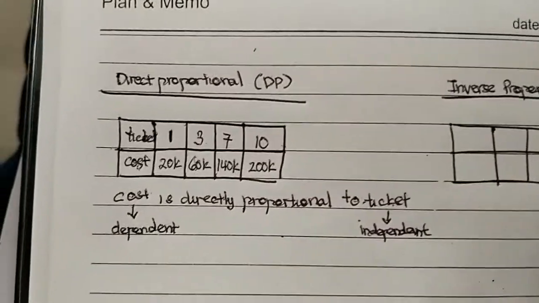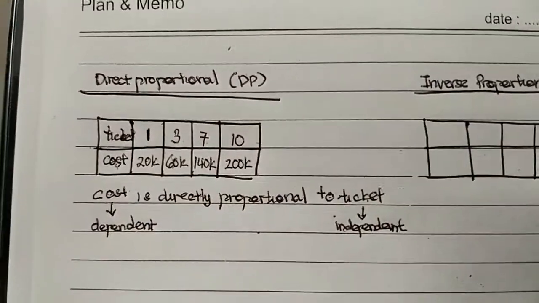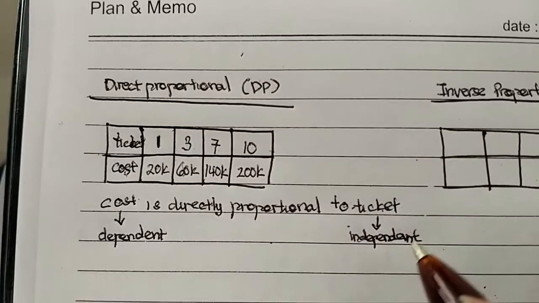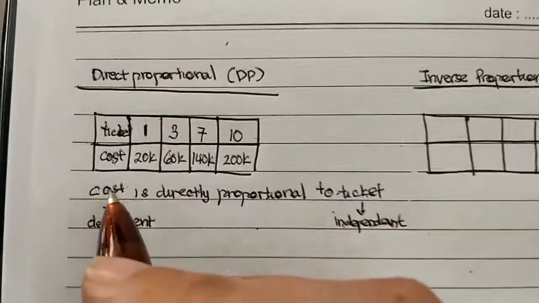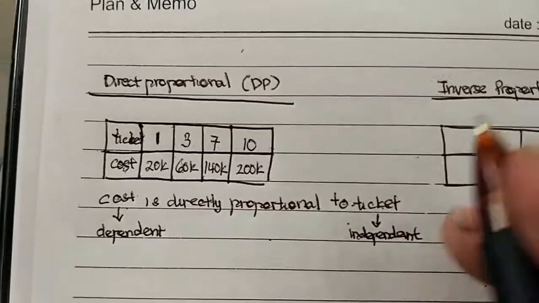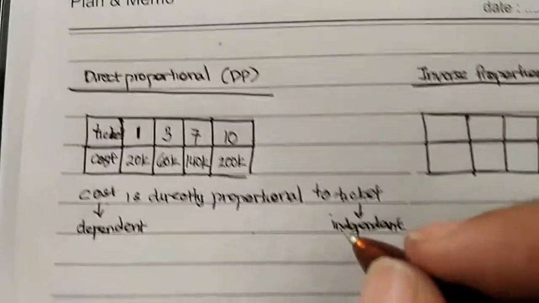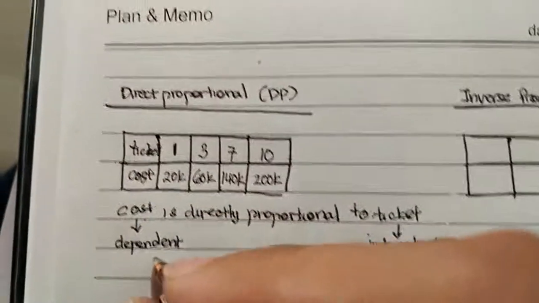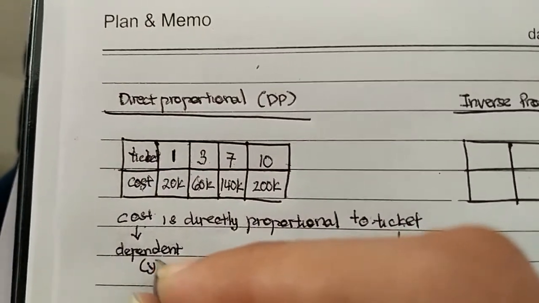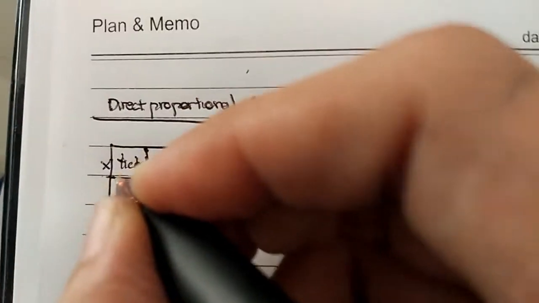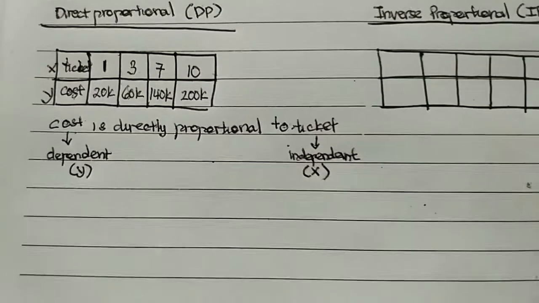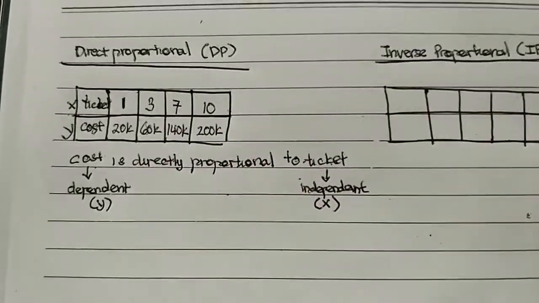Now, for this kind of question, we don't know what variable is used for the dependent and what variable is used for the independent. We just know about cost and ticket. Usually, for the independent one I will use X, and for the dependent one I will use Y. That's why on the ticket here I will put X next to it, and for the cost I will put Y there.